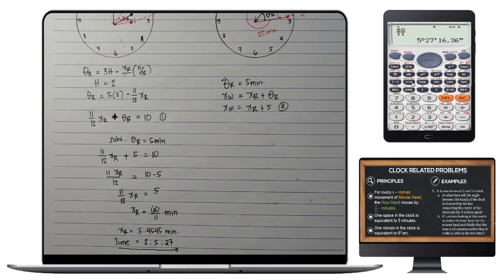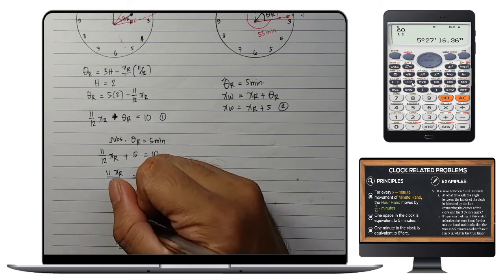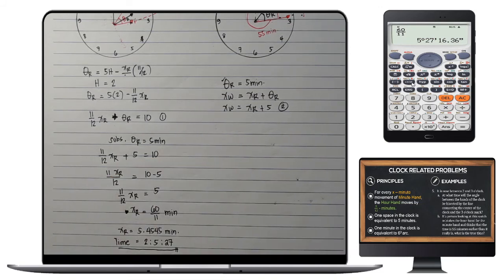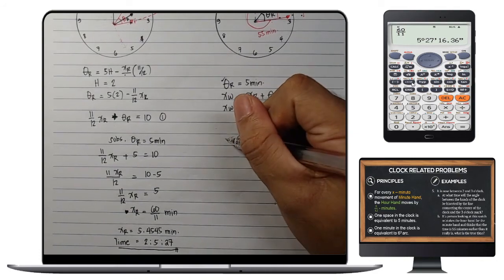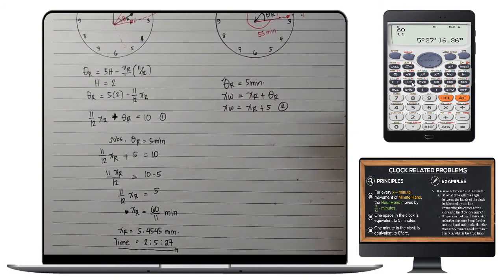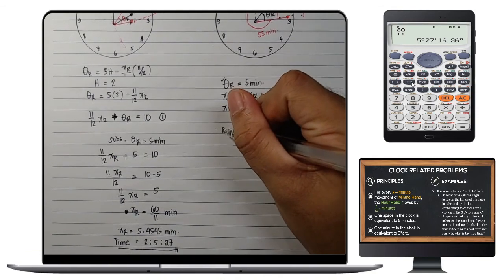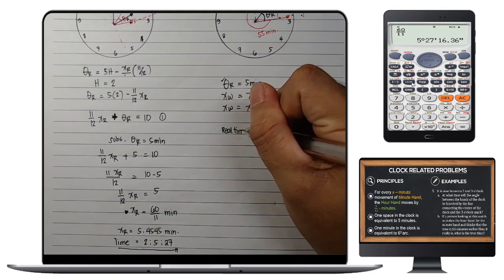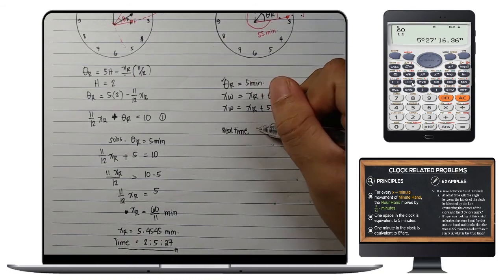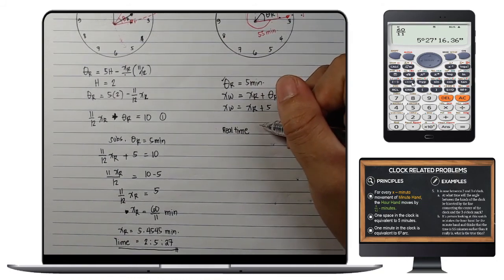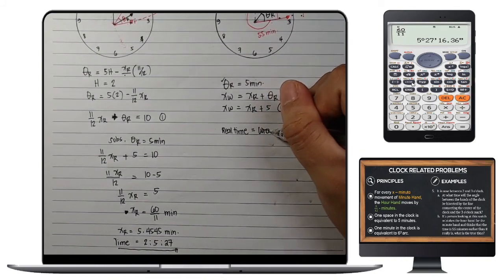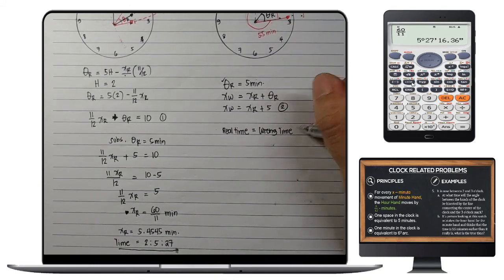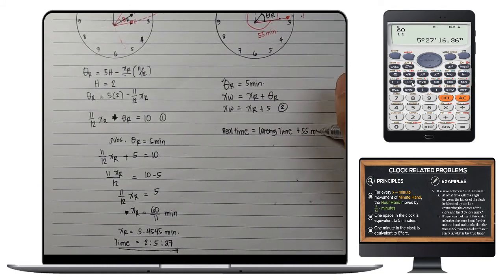So let's say you want to check. Okay, so let's say we want to check. So, real time, so based on the problem, ibig sabihin, real time natin is equal to yung wrong time natin plus 55 minutes.